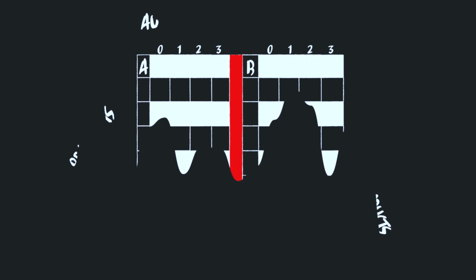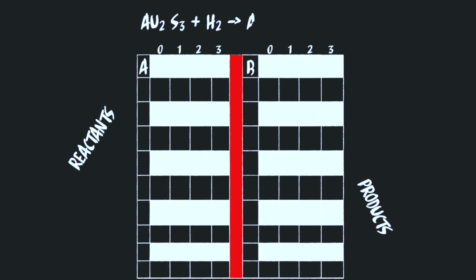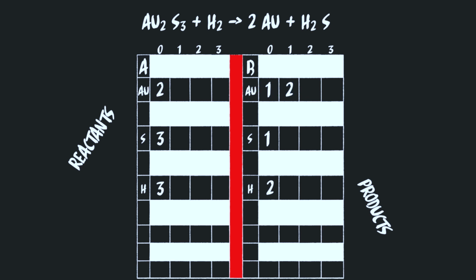Problem 2. Au2S3 plus H2 yields Au plus H2S. As always, we'll start with the metals, if there are any. They are gold, Au. Then we'll go to the non-metals. In this case would be sulfur. And finally, hydrogen. The Au isn't balanced out. We have 2 on the reactants and 1 on the product side. So in order to balance it out, we're gonna have to put 2 on the product side.